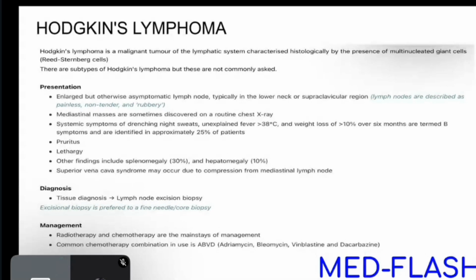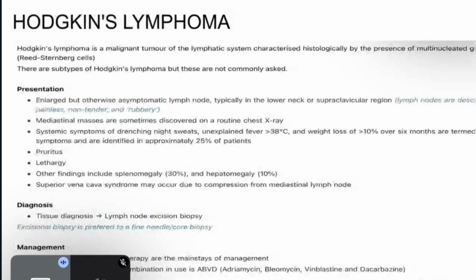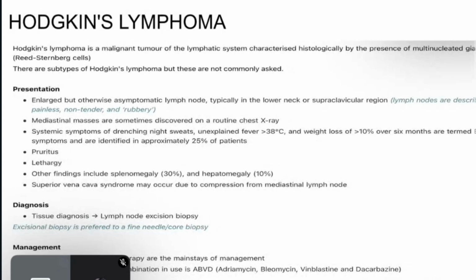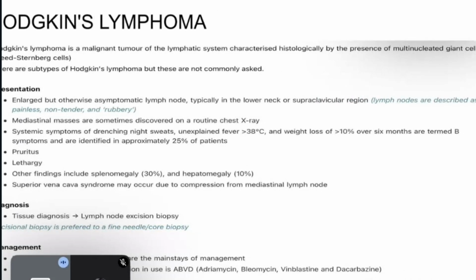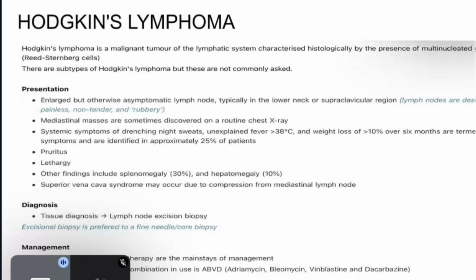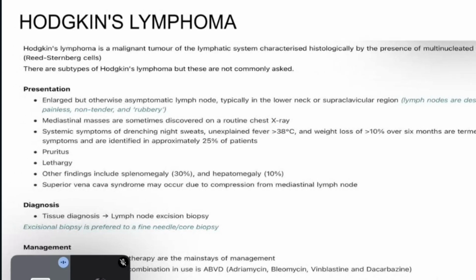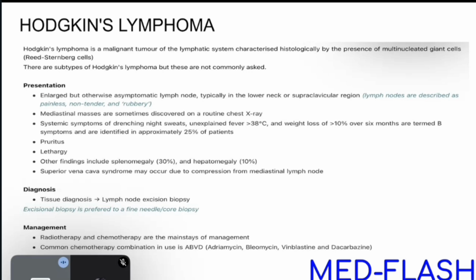All right. But the most important characteristic features that you need to remember about Hodgkin's lymphoma: number one point is enlarged lymph nodes. You can see them in the lower neck and in the supraclavicular region. The characteristic thing about these lymph nodes is that they are described as painless, non-tender, and rubbery. All right. Then drenching night sweats and unexplained fever. We had already seen unintended weight loss. These are characteristic B symptoms. Coupled with enlarged lymph nodes, always remember that's a lymphoma.